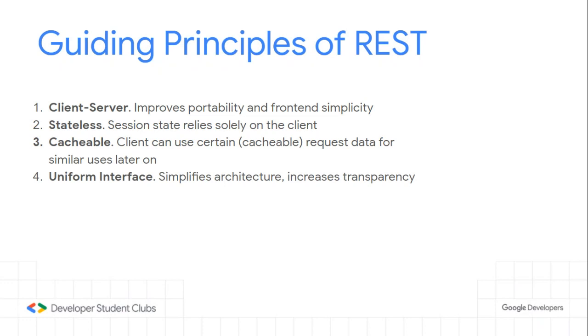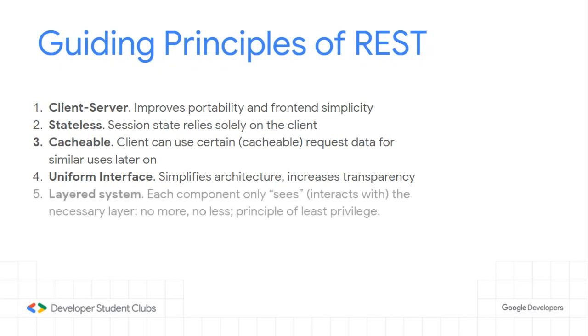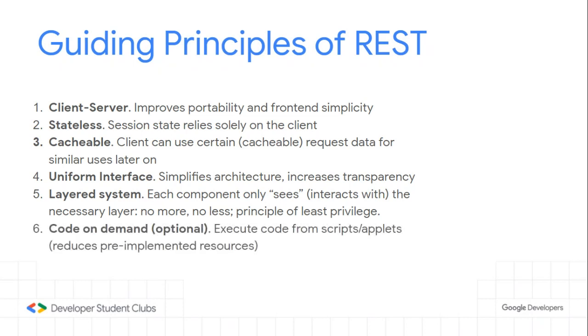The interface should be uniform, and that's a way to simplify the architecture and increase transparency about how to use the API and what's going on. It should be layered, so that's kind of like the principle of least privilege, where every component only sees or interacts with a necessary layer. It doesn't interact with anything more, it doesn't interact with anything less. And the final one is considered optional, and that's code on demand. And this just means that you can execute code from scripts or applets. And what that does is it reduces a lot of the pre-implemented sources.